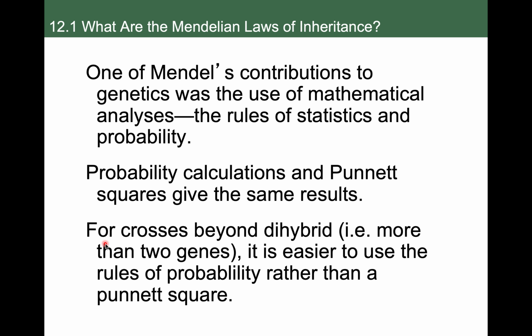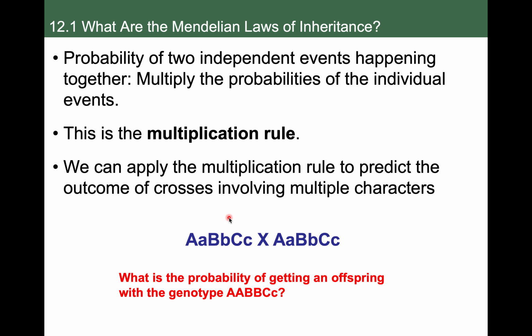But when you go beyond dihybrid crosses, let's say you wanted to look at 3, 4, 5 genes at a time, the Punnett squares would become very difficult to do because they would just become so large. So I wanted to show you this little trick where we can use what's called the multiplication rule of probability, to make life a little bit easier here.